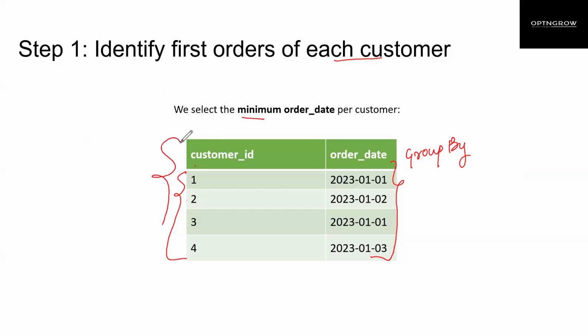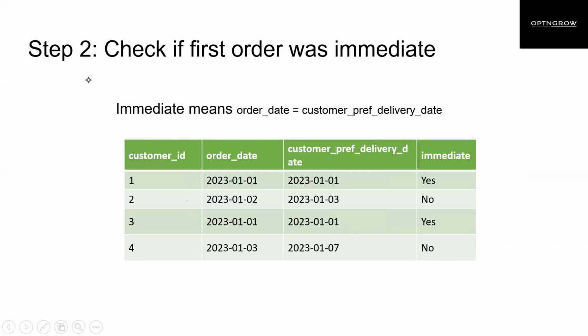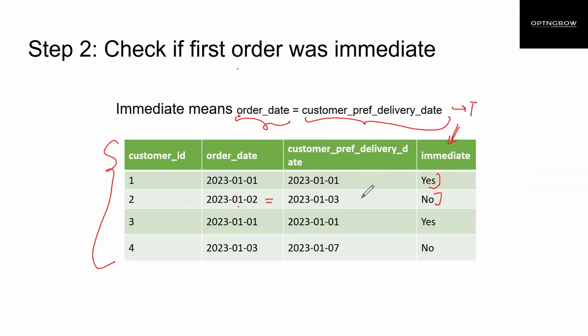Fine. Now, once we have this table, the next thing we are going to do is check if the first order was immediate. In order to check that, we simply have to check if the order date equals the customer's preferred delivery date. So this is our delivery table. In this, we are going to add a column, immediate. Here we simply say yes if it's an immediate order, if this is true, and no if it is not an immediate order, if these two values are not equal. So here we are going to make use of a case statement in order to add this column.